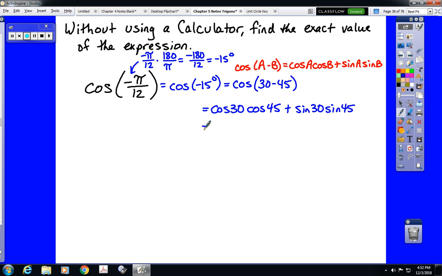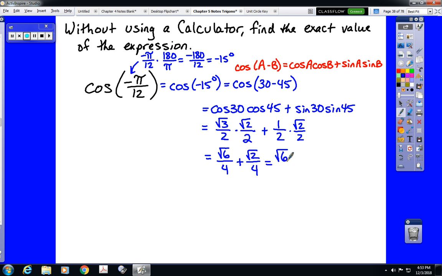Go to the unit circle. The cosine of 30 is root 3 over 2. Cosine of 45 is root 2 over 2. Plus, the sine of 30 is 1/2. The sine of 45 is root 2 over 2. Again, these answers are going to keep looking very similar. So we multiply, and then we add those together. Root 6 plus root 2 over 4. The 75 degree increments and the 15 degree increments are made up of root 6, root 2 over 4. It's the same for every single one of these.